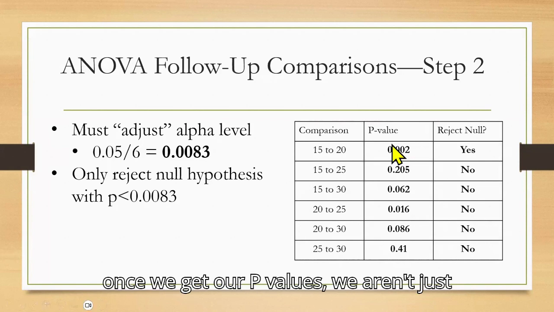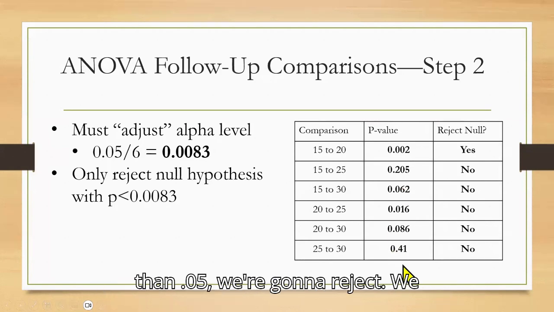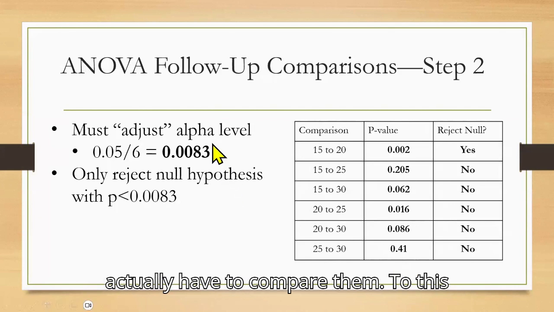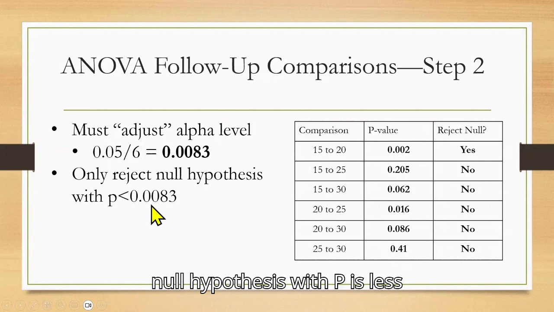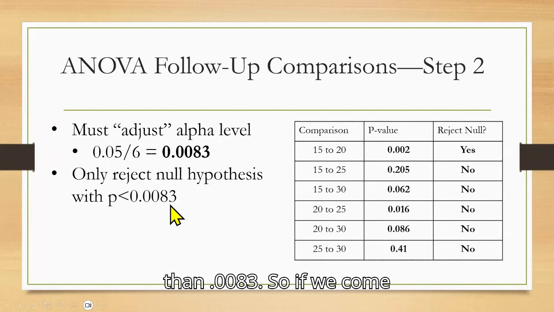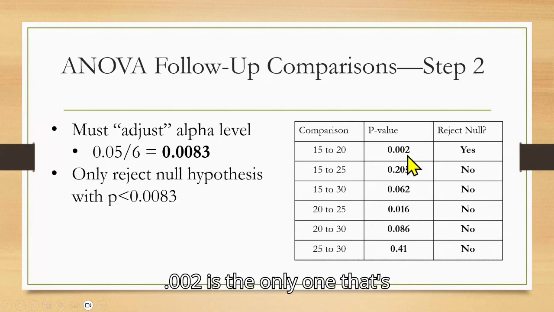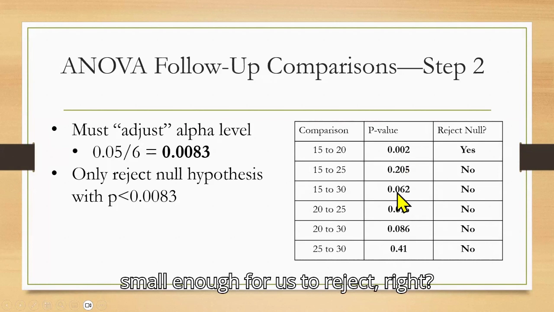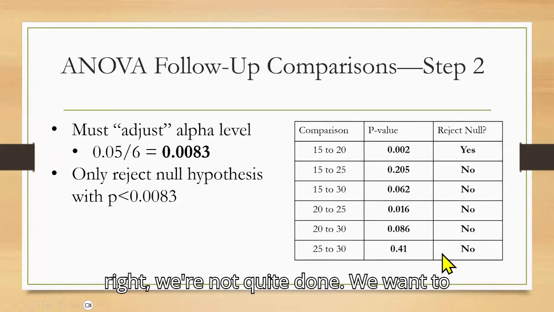Once we get our p-values, we aren't just going to run here and say all the ones less than 0.05, we're going to reject. We actually have to compare them to this 0.0083. We're only going to reject the null hypothesis when p is less than 0.0083. So if we look at all of these p-values, 0.002 is the only one that's small enough for us to reject. It's also handy to write a little table for yourself of which of the null hypotheses you're going to reject. All right, we're not quite done.